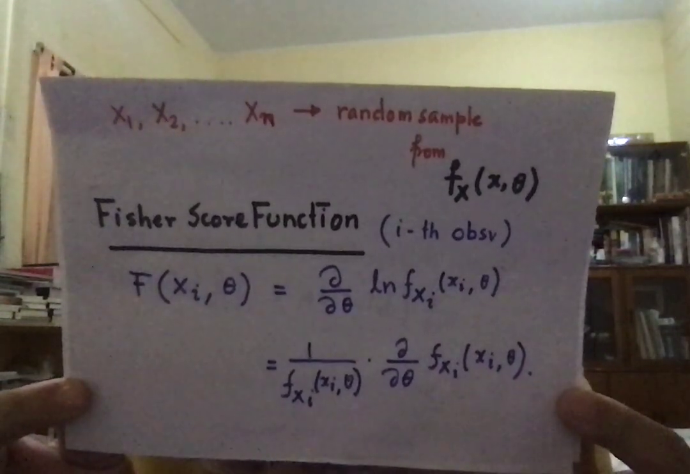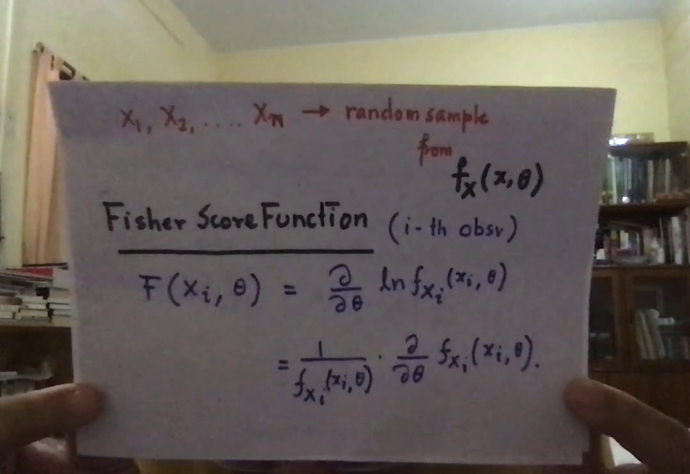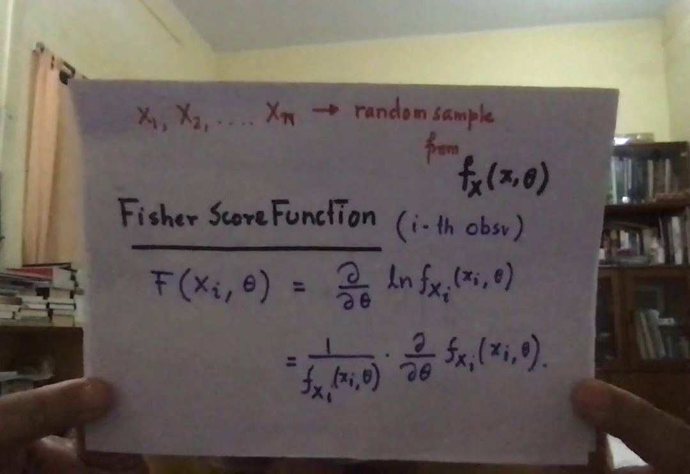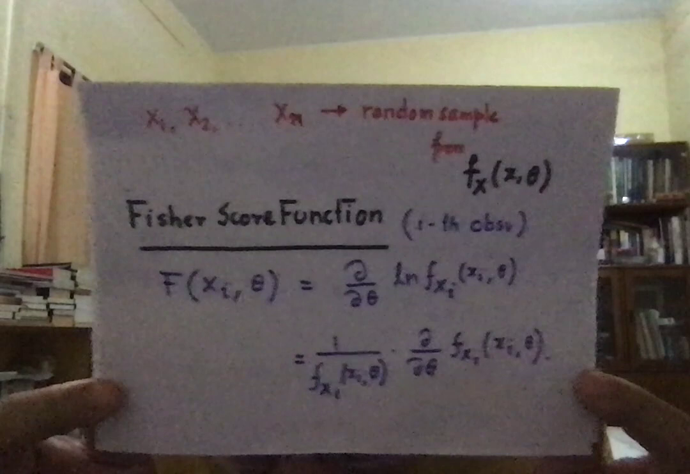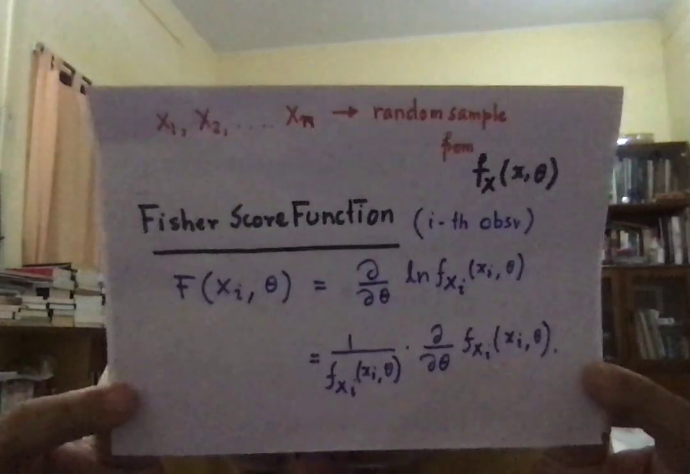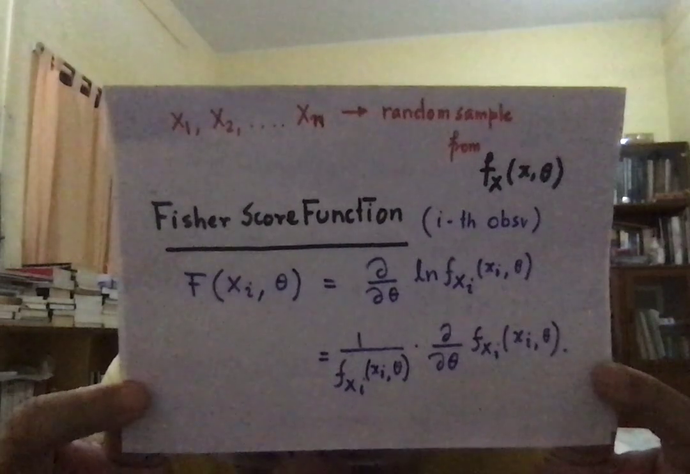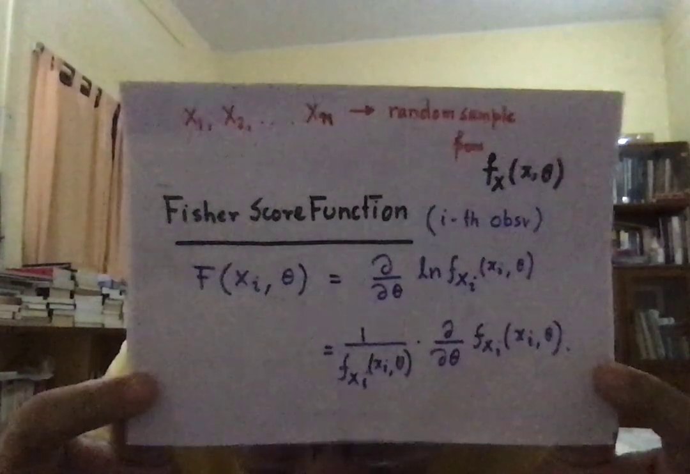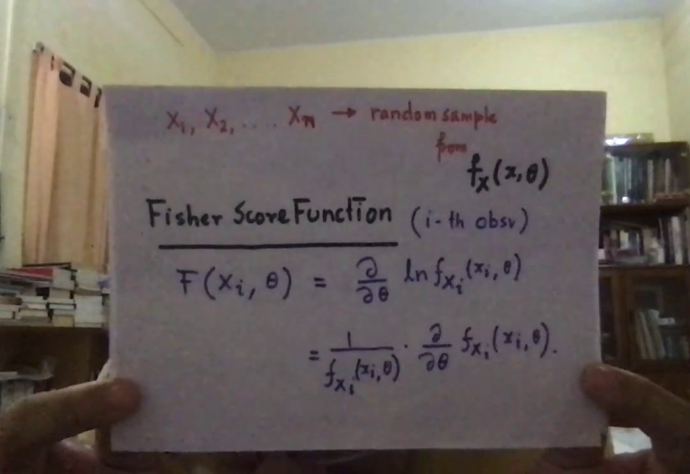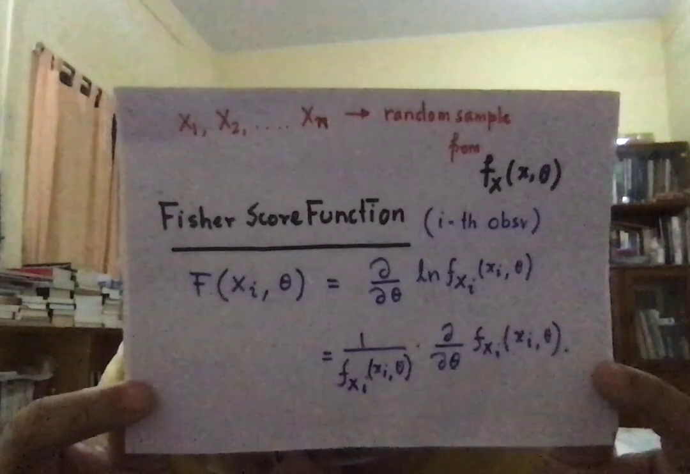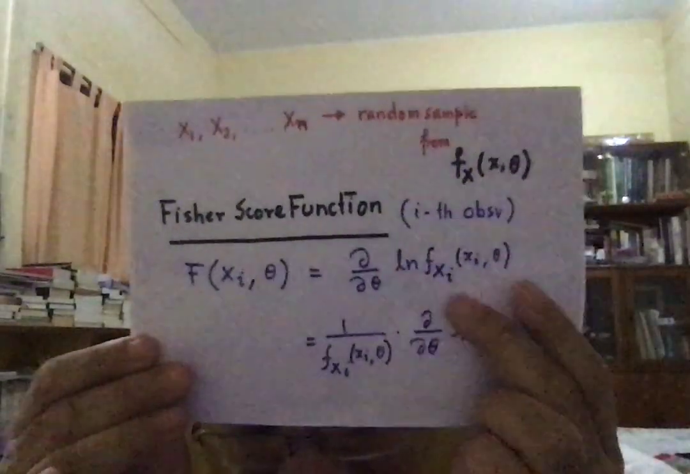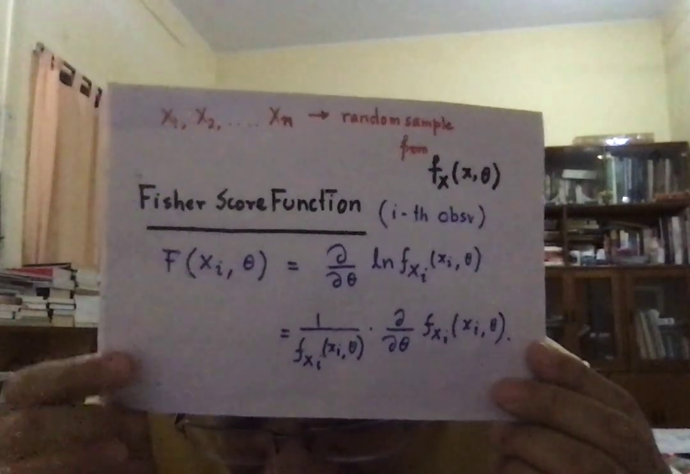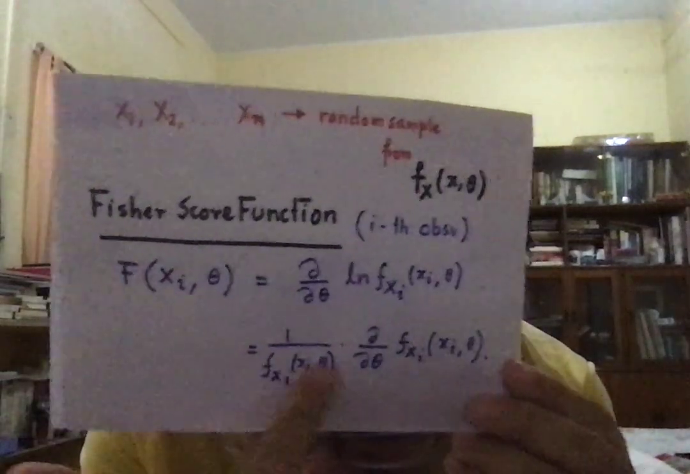Capital F of xi, theta, which is the symbol for the Fisher score, is the first partial derivative with respect to theta of the natural log, which is written as ln. Last time I wrote log e to tell you that I am using the natural log, but mathematicians always prefer to write log to the base e as ln, of f(xi, theta). So that's exactly what one wants, right? Obviously here I should have written capital Xi, but it doesn't matter. Okay, so if you now do the calculation, this is what you will have.